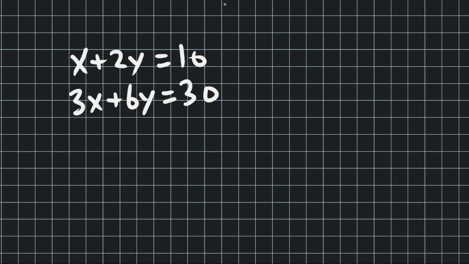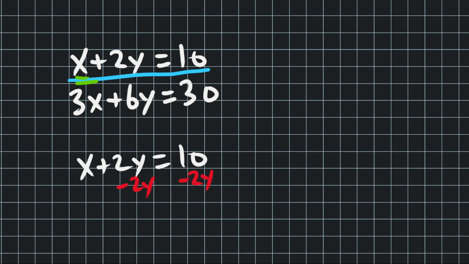And we wanted to go ahead and solve this system of equations. So I'll solve it by substitution, and what I'll do is I'll pick the first equation, and I will solve for x. So we have x plus 2y equals 10. So to solve for x, I'll subtract 2y from both sides, minus 2y and minus 2y. We have x equals 10 minus 2y. So x is 10 minus 2y.